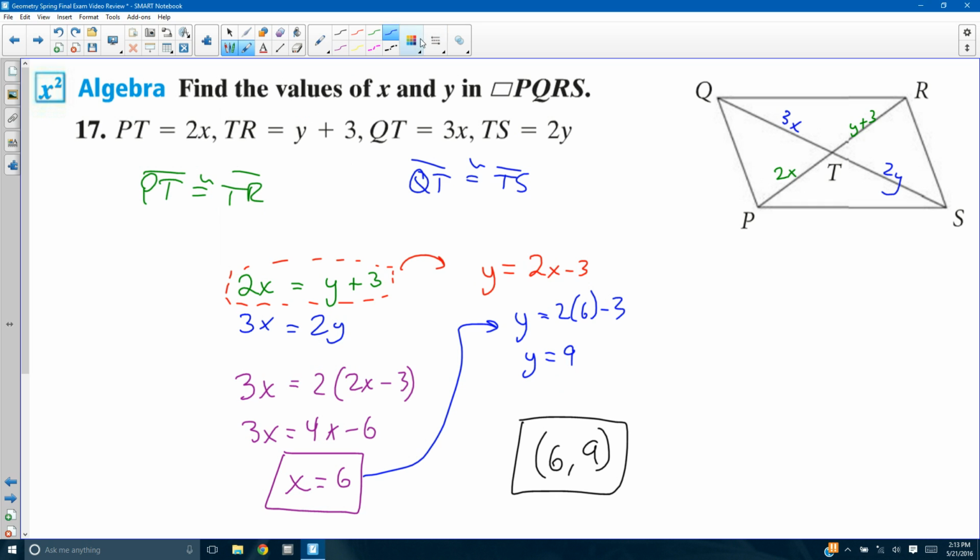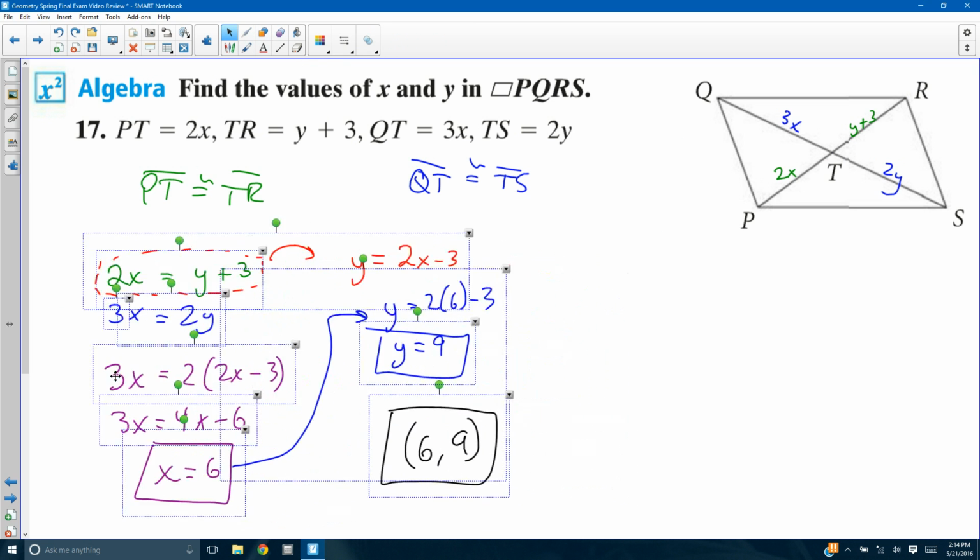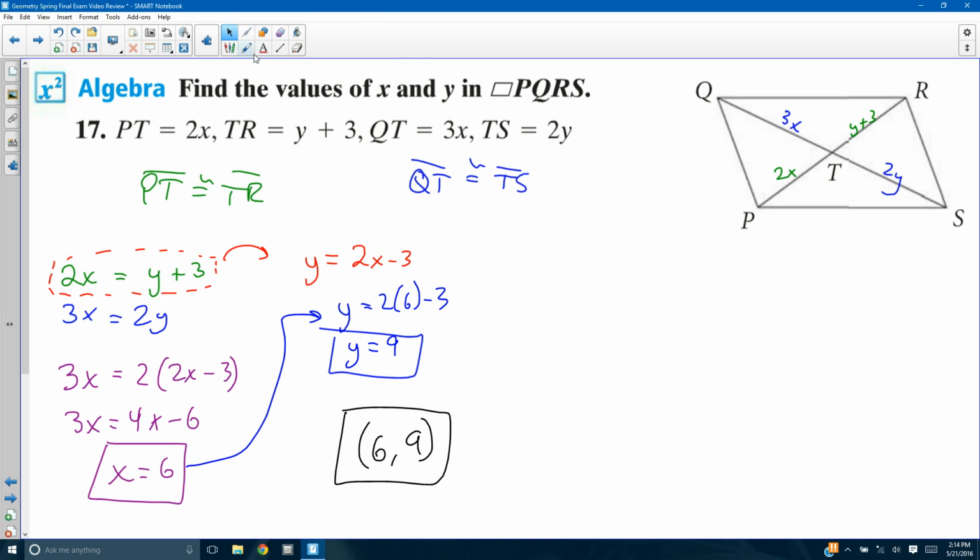They did not ask you to actually find the lengths of these things, but to confirm it and to make sure it makes sense, let's see if PT and TR are congruent. Well, x is 6, so PT would be 12. 9 plus 3, right here, TR is 12 as well. 3 times 6 is 18. 2 times 9 is 18. All right, so everything checks out there. So that's one way of solving it, using the substitution method by isolating a variable first, or something that you can liken to the other equation as a term and substitute it there.